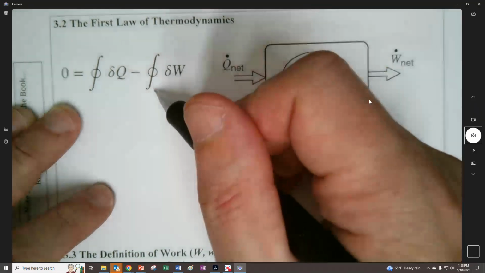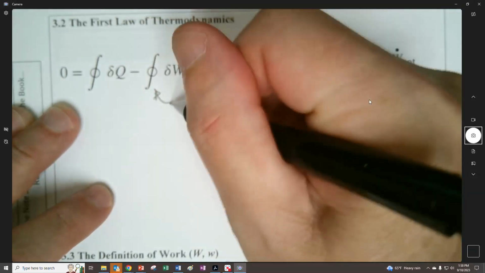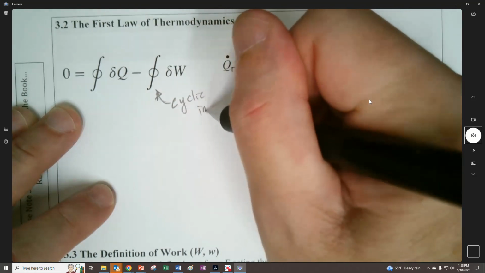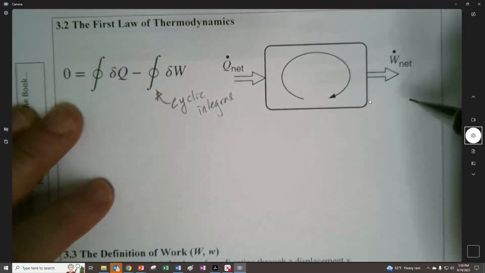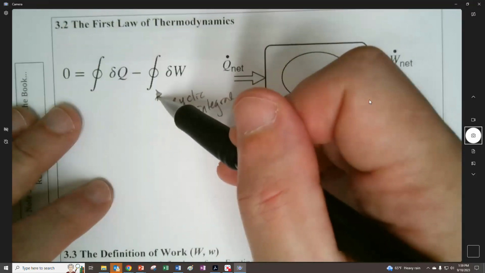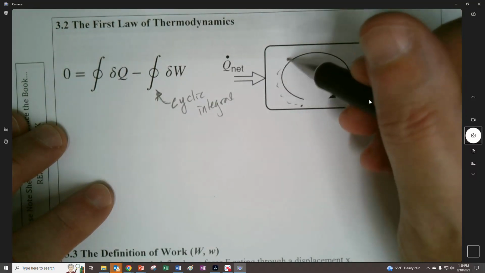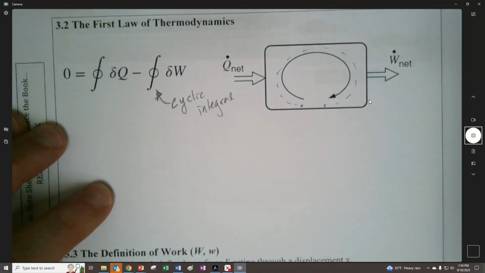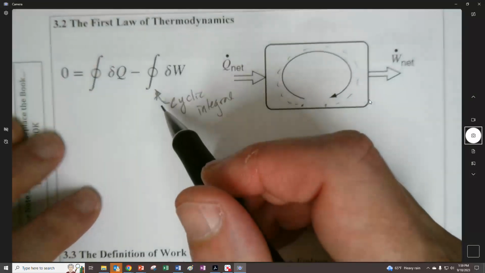And so one thing to note is the name of this kind of integral is a cyclic integral. It means you go around the entire cycle, and this is what happens, right? If you start here and go all the way through the cycle, you end up at the same place.